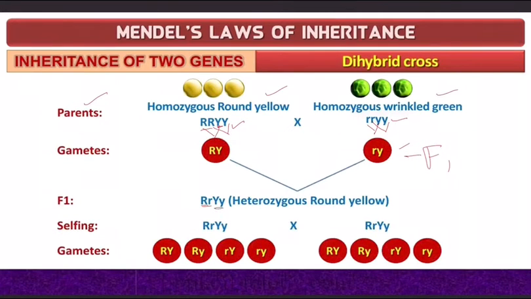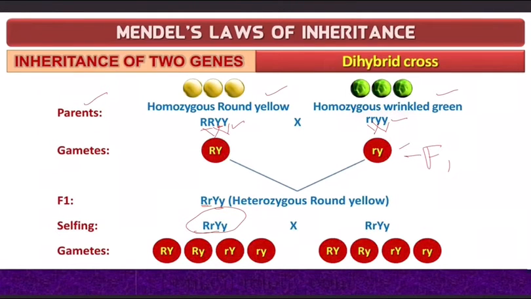And when selfing takes place between the F1 generation, the gametes that are formed would be capital R, capital Y, small y. This capital R and this small r, so capital R, small r. This capital Y and this small y. So in the F1 there is selfing.